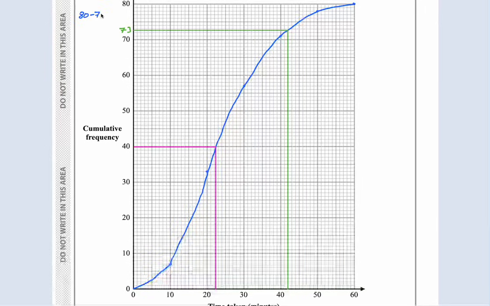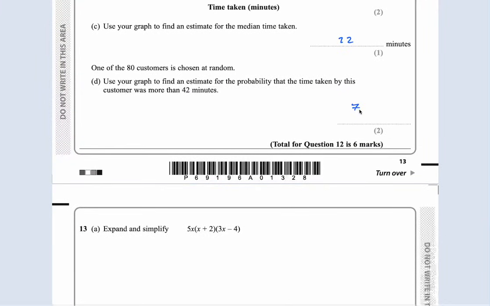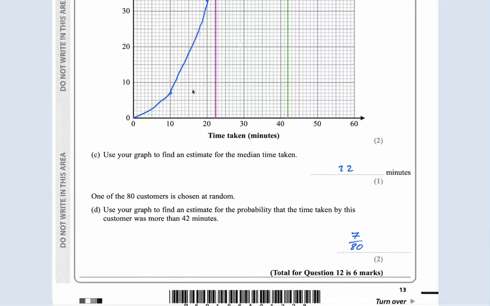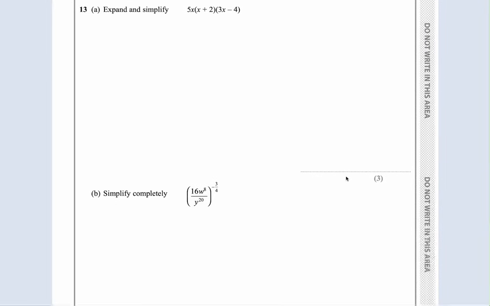73 is 7. So approximately 7 people, and guys, it'll again give you a range of acceptable answers depending on your curve, but 7 people approximately took more than 42 minutes, which means the probability is 7 out of 80, or it will accept 8 out of 80, or whatever your graph says. In fact, as long as you've done it correctly for your graph, it'll accept any answer, because there's something called a follow through, so they're not going to penalize you again.